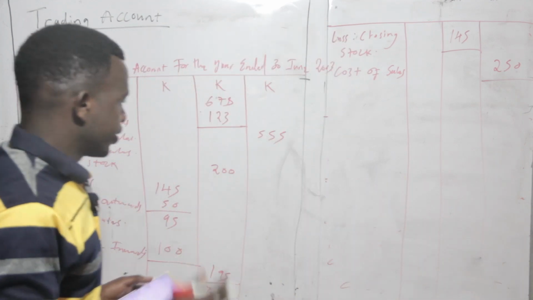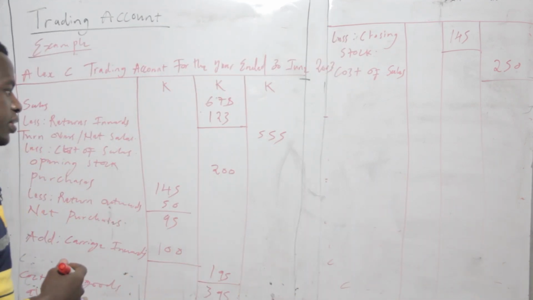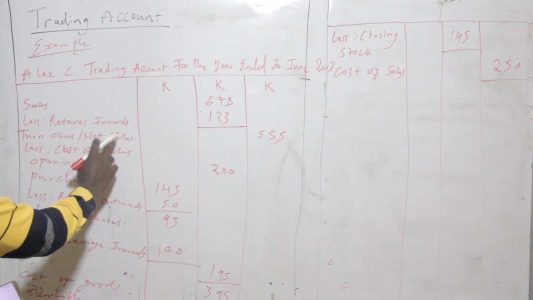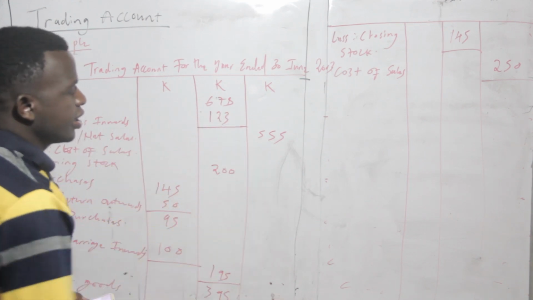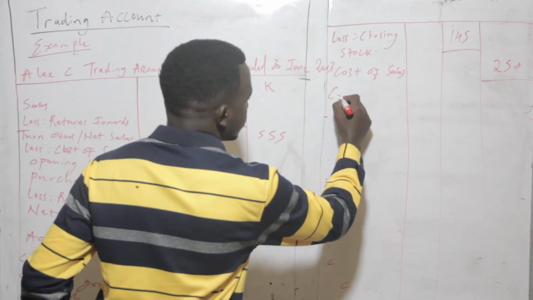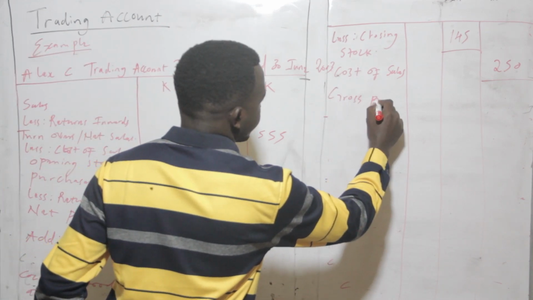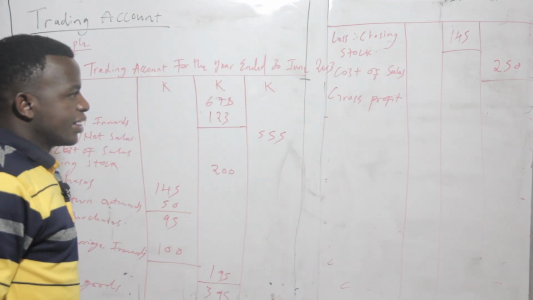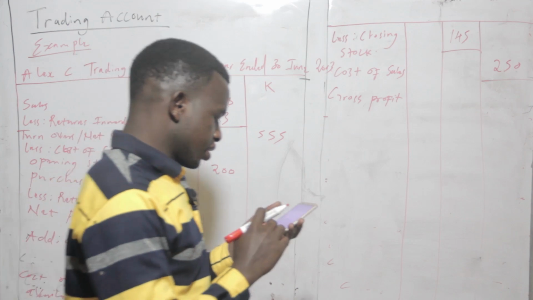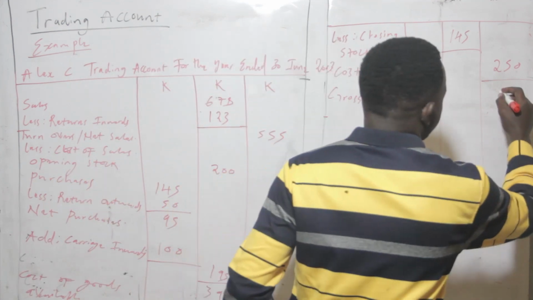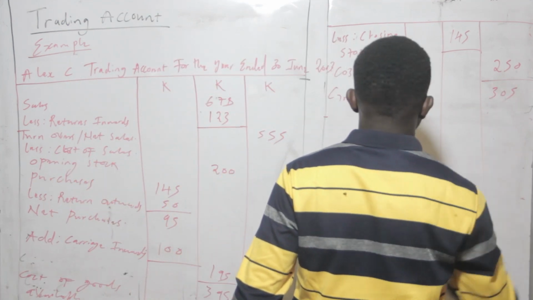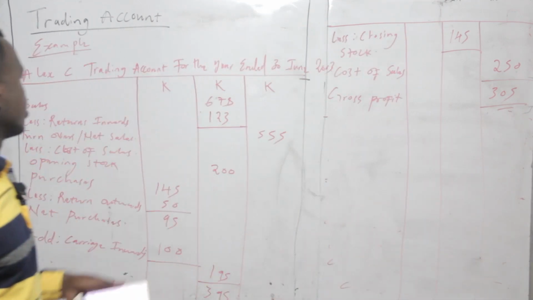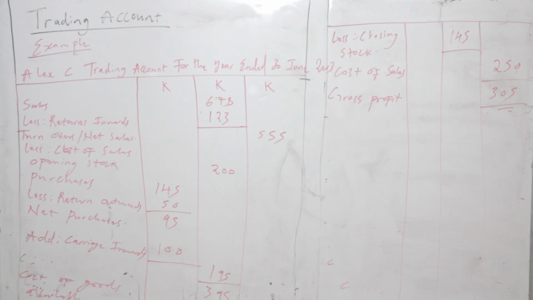And there now we can calculate the gross profit or loss. Since in our case our net sales is greater than cost of sales, that means that we're going to find our gross profit. So we say 555 minus 250, our answer, we're going to have 305. So that's going to be our trading account.